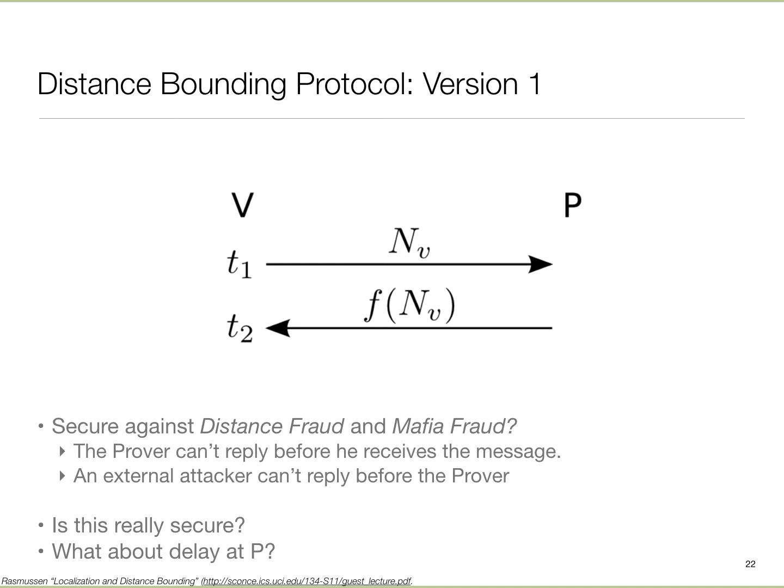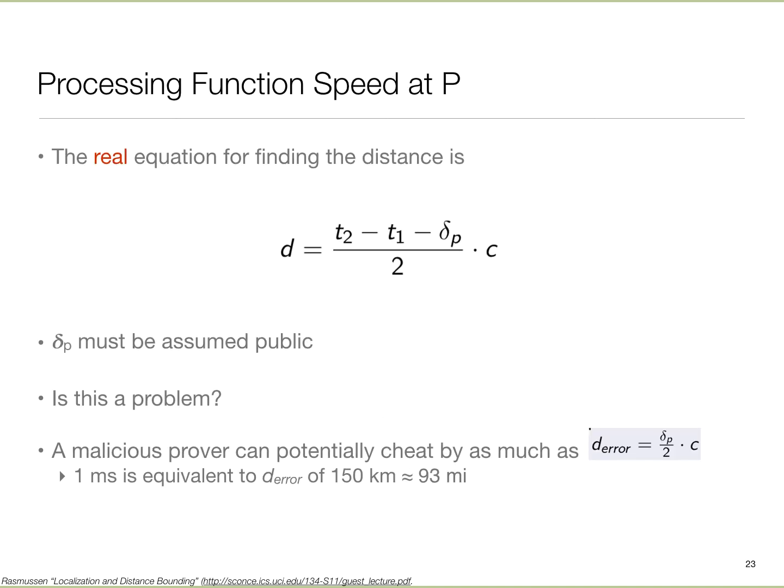We get rid of the collaborating attacker, but it's still not really secure. The issue here is that computing this function f takes time, and also receiving the message and sending it out. So there is this pesky issue of delay that, in reality, our protocol has to account for.